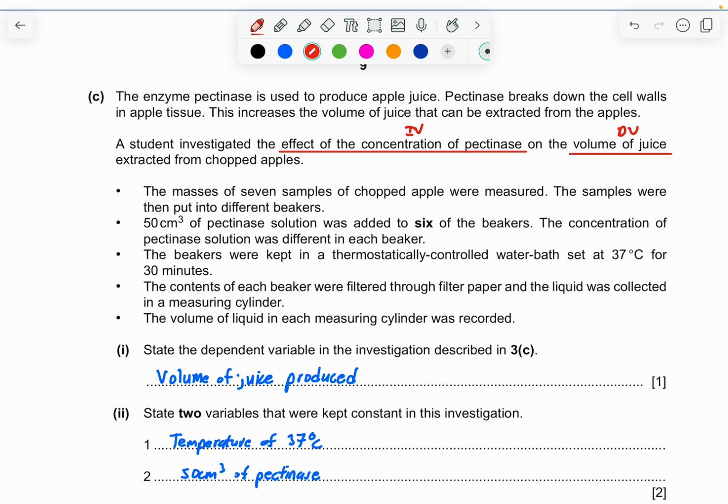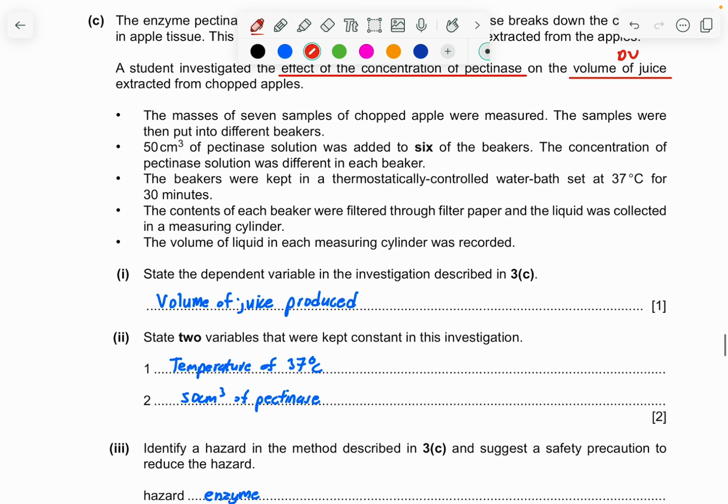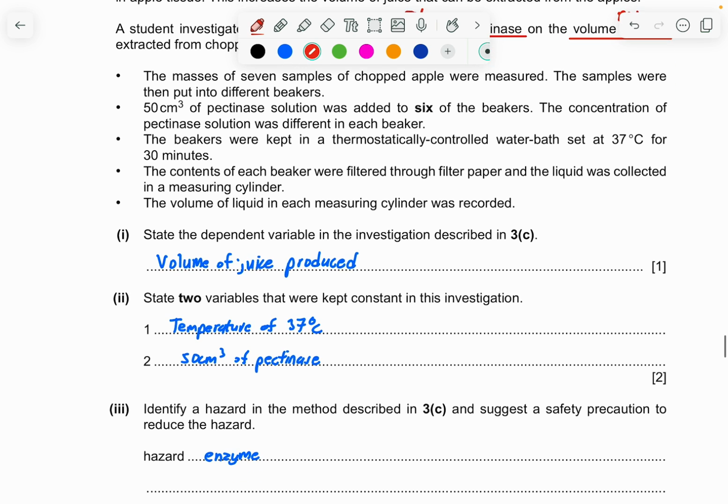It is kept in a thermostatically controlled water bath set at 37 degrees, and the contents of each beaker were filtered through filter paper, and the liquid was collected in the measuring cylinder, and the volume is recorded. So the dependent variable, as we mentioned, is the volume of juice produced, or the volume of juice extracted from chopped apples. And state two variables, which you can say is the temperature of 37 degrees and 50 centimeter cube of pectinase solution is constant. It's added to six of the beakers, means this is one of the reasons that is kept constant throughout.